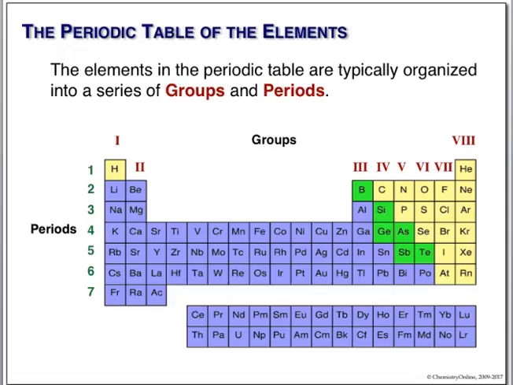Periods go down 1 through 7. Now, these are always written down here on the bottom. They actually squeeze in here, and we'll see why in a minute. Any questions?